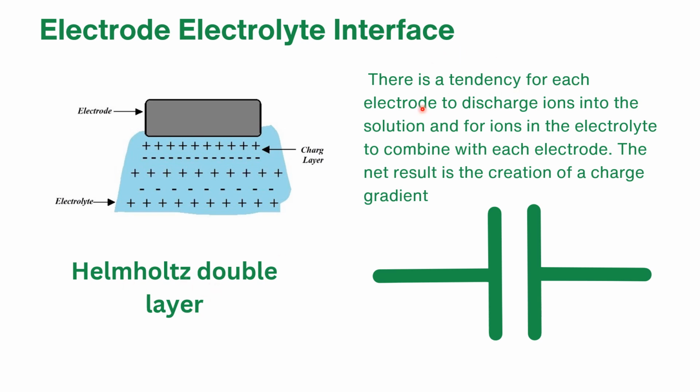So there's a tendency for each electrode to discharge ions into solution, and for ions in the electrolyte to combine with each electrode. The net result is the creation of a charge gradient. Charge gradient is the capacitor, right? So I can represent this thing as a capacitor. So what I have done here is I have converted this into an equivalent circuit. It's not a circuit, or you can consider this as an equivalent electrical component.